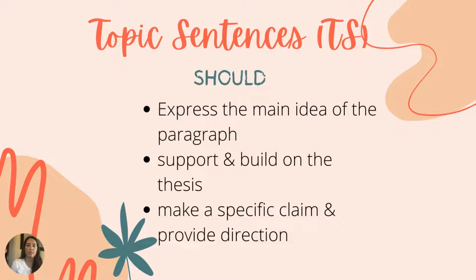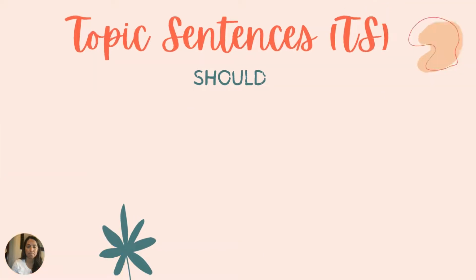Your topic sentence should express the main idea of the paragraph, support the thesis statement, make a specific claim about the author's choice, and how it impacts the audience and purpose. Not only are you supporting that thesis statement, you're also building on it. You're going to get a little bit more specific as to describing the how and purpose.